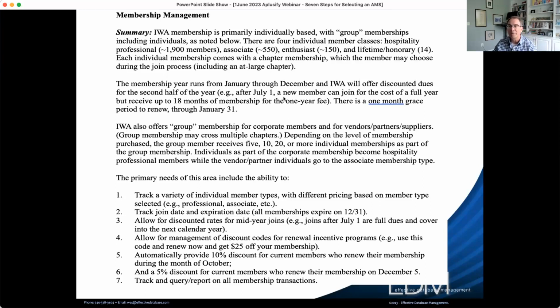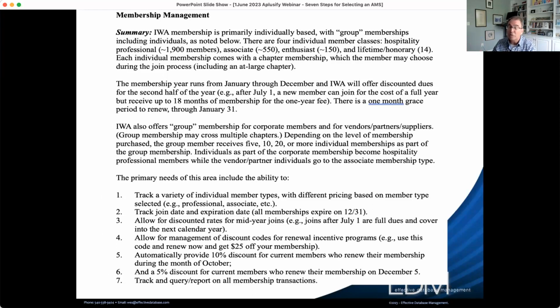I've hidden who the real association is here, but this is a real description of a real association. Number 6, this is a great example of that functionality. They wanted a 5% discount for current members who renewed by December 5th. Their renewal period was in November, December. And if you renewed before December 5, they would actually discount your member dues.